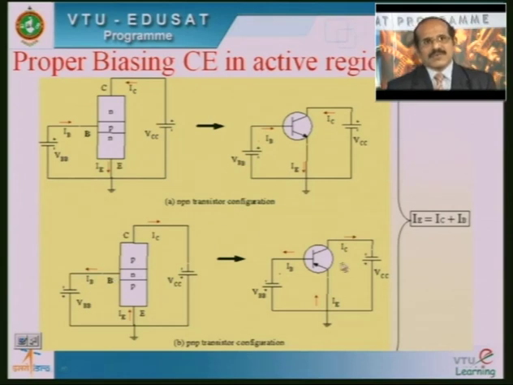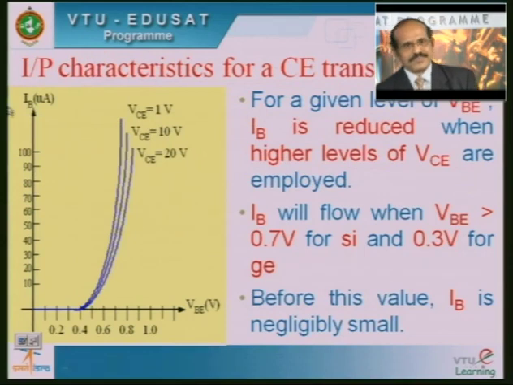From this, if you apply KCL, we can note that the emitter current will be a summation of the collector current and the base current, because the emitter current is the outgoing current in the case of the PNP, and IB and IC, that is base current and collector current, are the incoming currents. Therefore, IE is nothing but IC plus IB here.